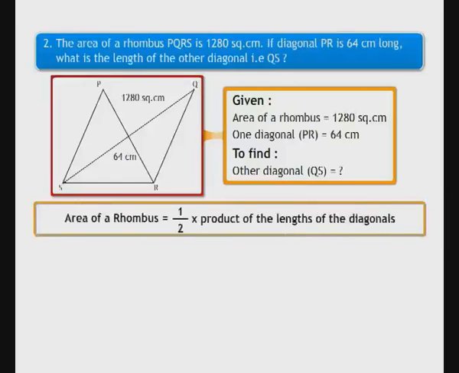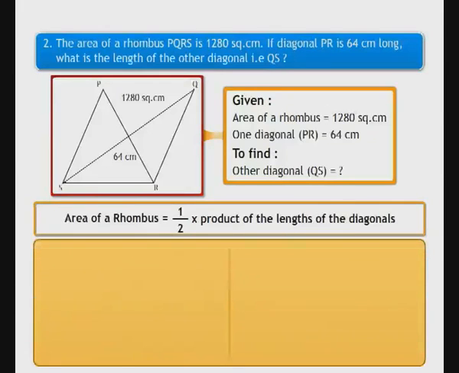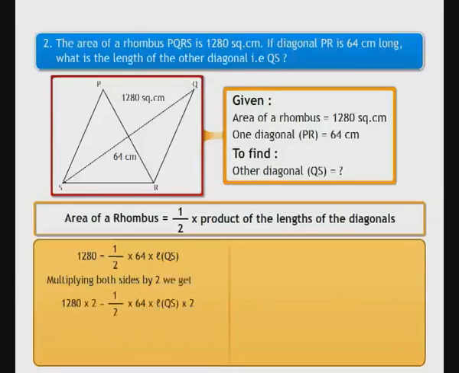Exercise 26. 1. The lengths of the parallel sides of a trapezium ABCD are 8.7 cm and 5.3 cm. If the perpendicular distance between them is 4.5 cm, what is its area? Given AB is equal to 5.3 cm, CD is equal to 8.7 cm, AM, that is the height, is equal to 4.5 cm. We have to find the area.